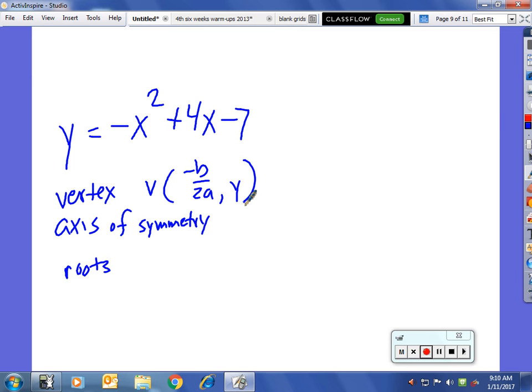Who can tell me the x value of the vertex from your brain? Isaiah. The x value of the vertex is absolutely 2. X equals 2 for the vertex. Okay, good job. That's the opposite of b over 2 times a. Negative 4 over negative 2 is 2. Now, how do I find the y that is matched with that 2?